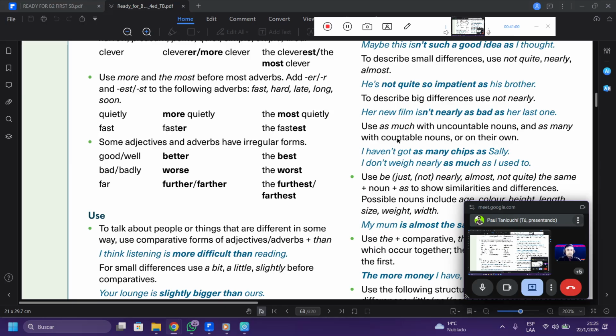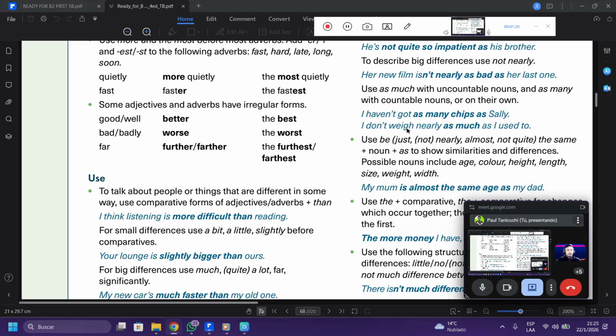It could be this food isn't nearly as tasty as the previous one, as that one, you can say. Yes, perfect. Next, please. My new school isn't nearly as friendly as my previous one. Yes, perfect. Great. Next.